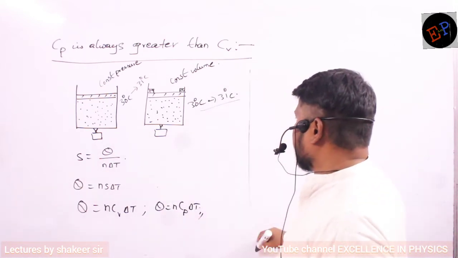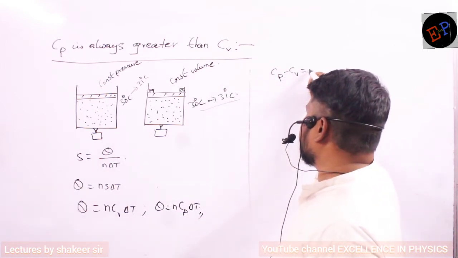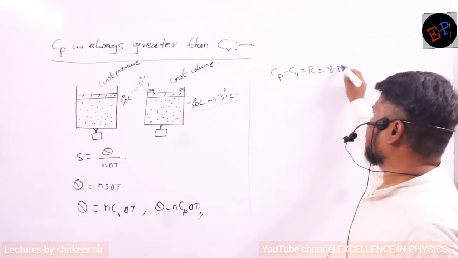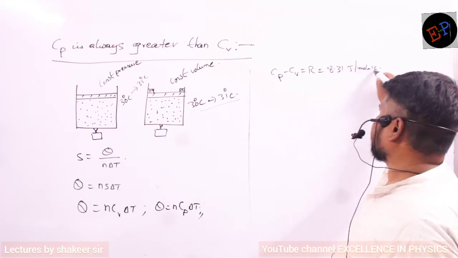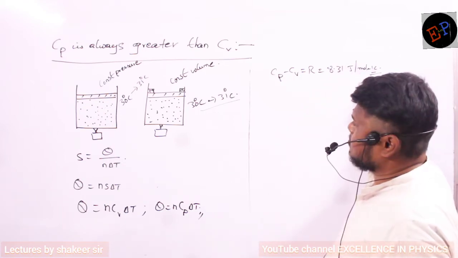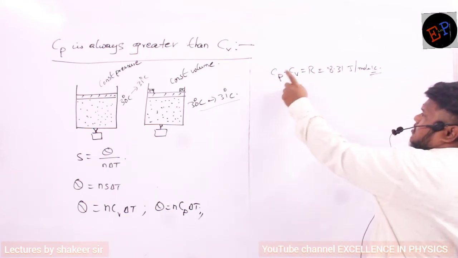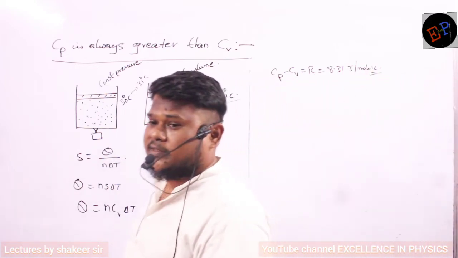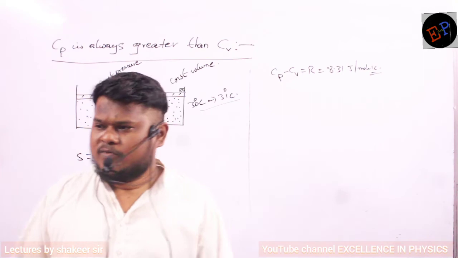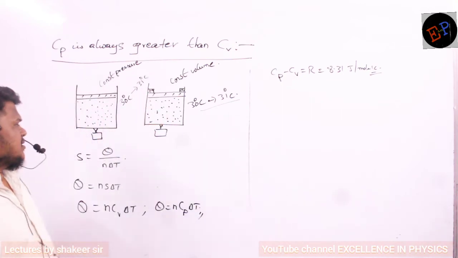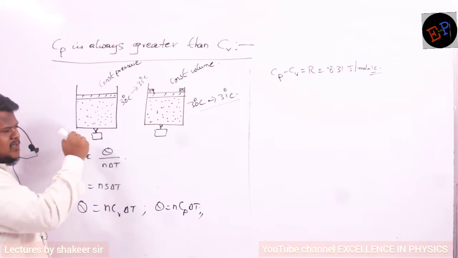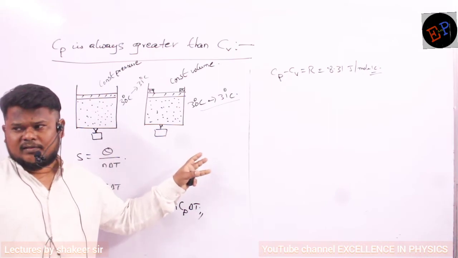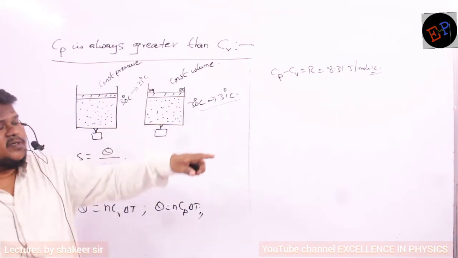Because in Mayer's relation we have already studied, Cp minus Cv is equal to R. So R is always a positive value, 8.31 joules per mole Kelvin. So Cp is greater than Cv by 8.31. Why is it greater? Because here the heat which you supply will do two things, so temperature rises very slowly and you have to supply more energy. But here total energy is used only for raising the temperature. So Cp is always greater than Cv.